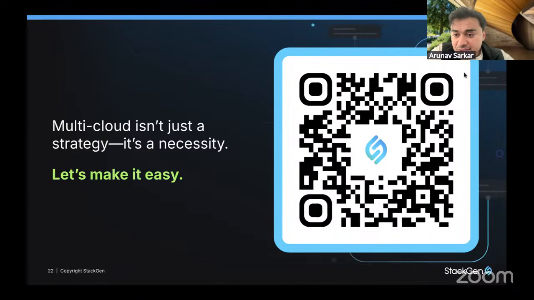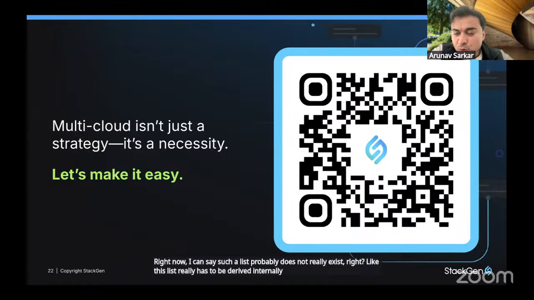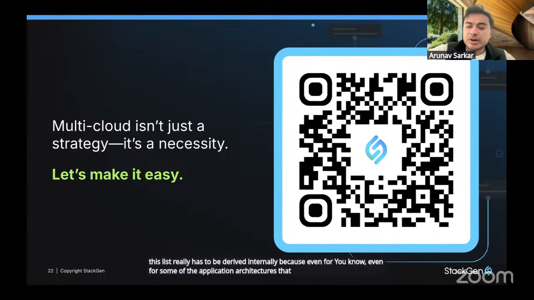Right now, I can say such a list probably does not really exist. This list really has to be derived internally, because even for some of the application architectures that I defined earlier, where I talked about them as if they're on a red alert list, there are different ways, and I didn't get too far into the weeds on that.